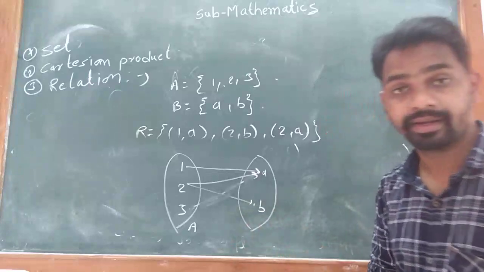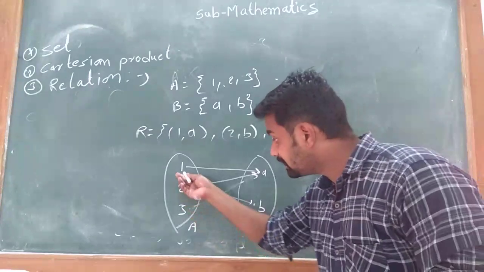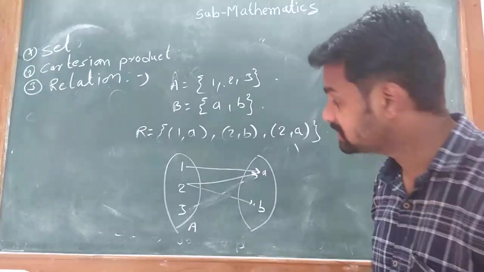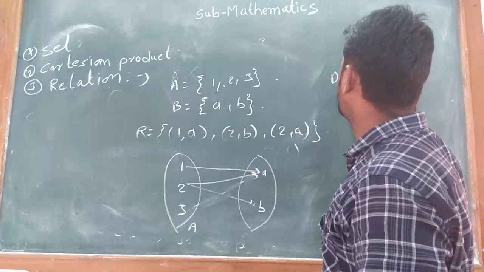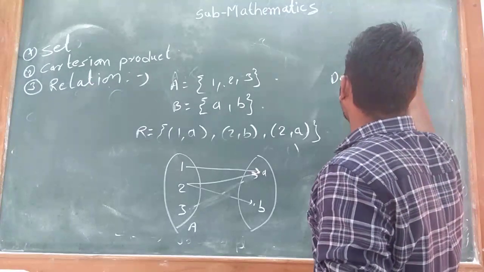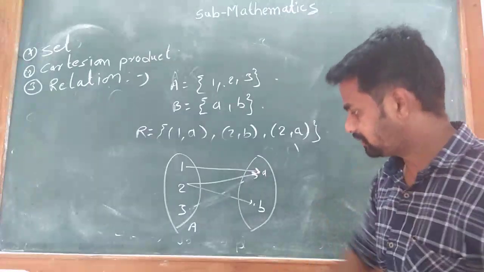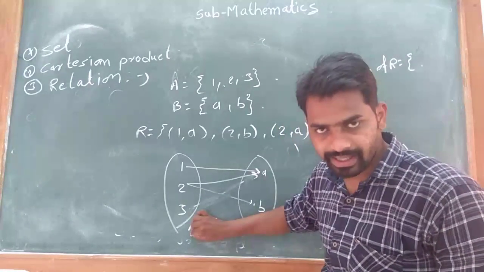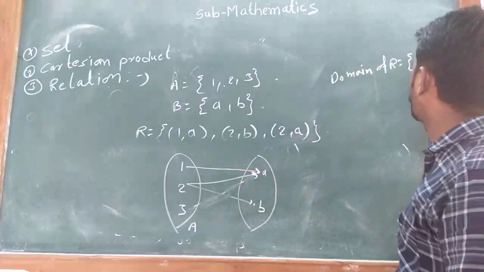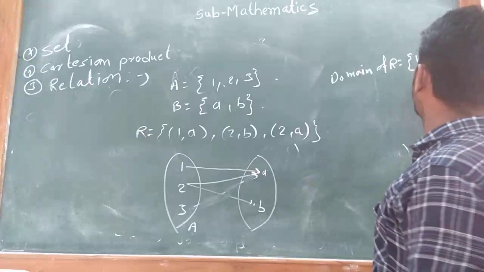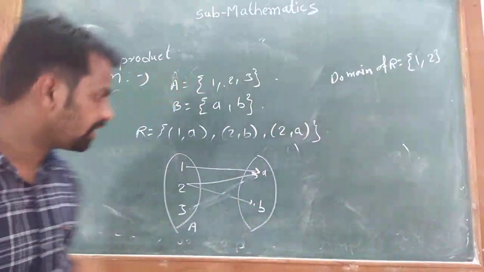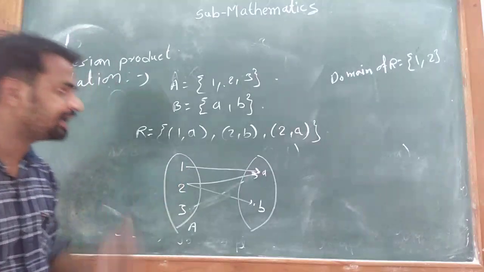Domain of a relation means that the elements in A, that is in the first set, that have an image are called the domain. Therefore, here the domain of R: 1 has an image, so 1. 2 has an image, so 2. 3 has no image, so the domain of this relation is 1 and 2.